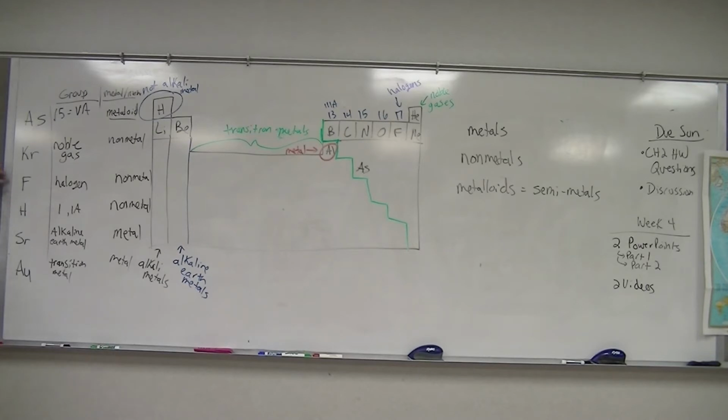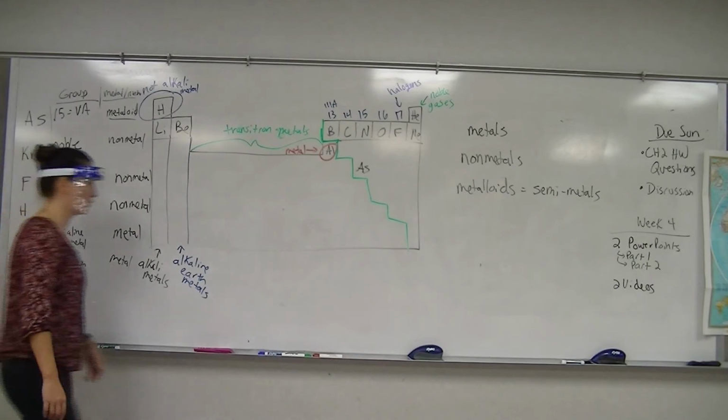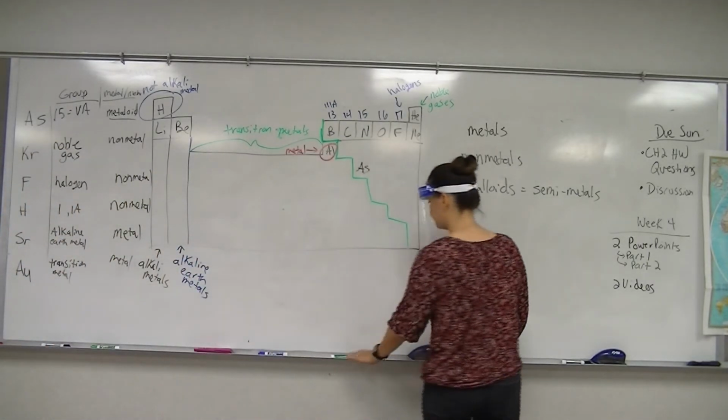So, if you haven't watched the PowerPoints yet, I give more different examples of these. So if you get to that point, you can pause it and try to practice this on your own as well. See if you can identify the group and metal, or if it's a metal, non-metal, or metalloid.